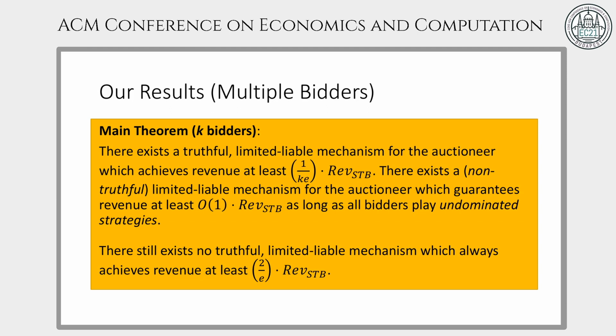So as long as the strategy profile of each bidder is not dominated by any other strategy, this mechanism will guarantee a constant fraction of the revenue you would have gotten by selling the entire business at the beginning. And in the k bidder case, there still exists no truthful mechanism which achieves revenue more than 2/e times the selling the business benchmark, for the simple reason that you can embed the 2 bidder problem into the k bidder problem by adding dummy bidders.